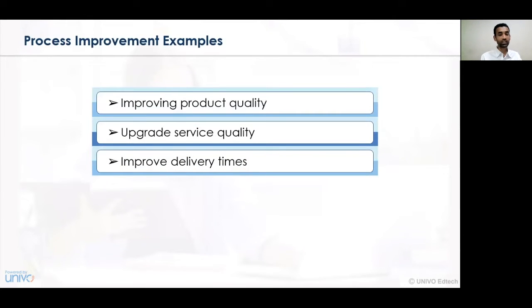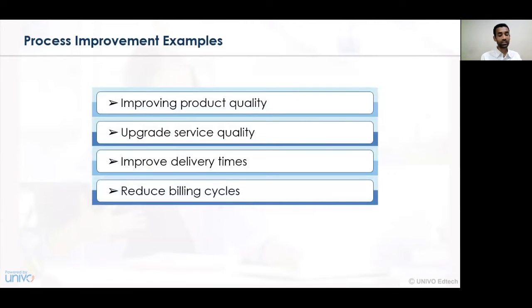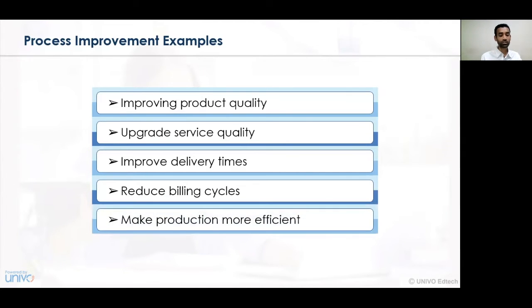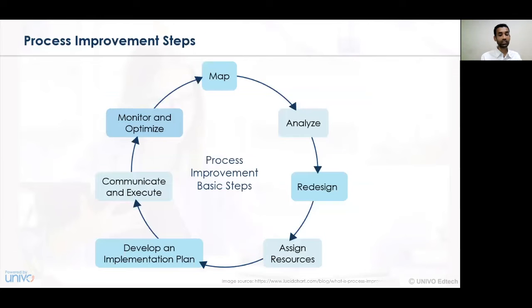Improving the delivery times. Every product has its specified delivery time, and on the basis of improvising the delivery times, we can offer a better qualitative product within a specific and designated time period. So hence delivery times play an important role. Reducing the billing cycles. On the basis of reduction in the billing cycles, we can deliver the products to the customers in a shorter time period. Making the production more efficient. When a particular production activity is more efficient, the production activity can be carried out in a better way, and those activities can be effective.